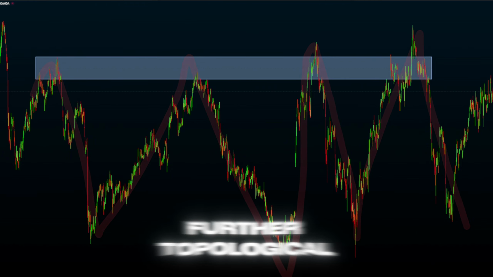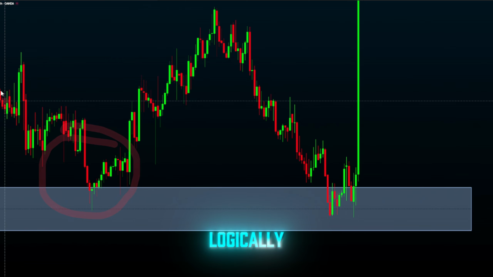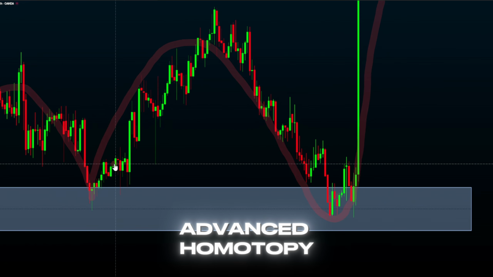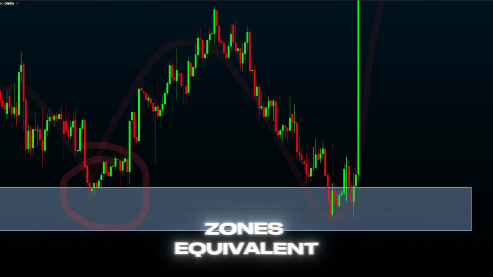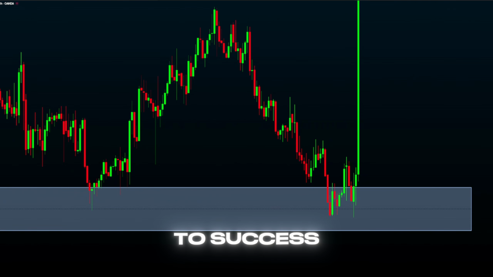Further, topological spaces, zones as open sets, retests as closures. Logically, compact, tight zones equal strong reactions. Advanced: homotopy. Zones are equivalent if deformable. Topological zones, deform to success.